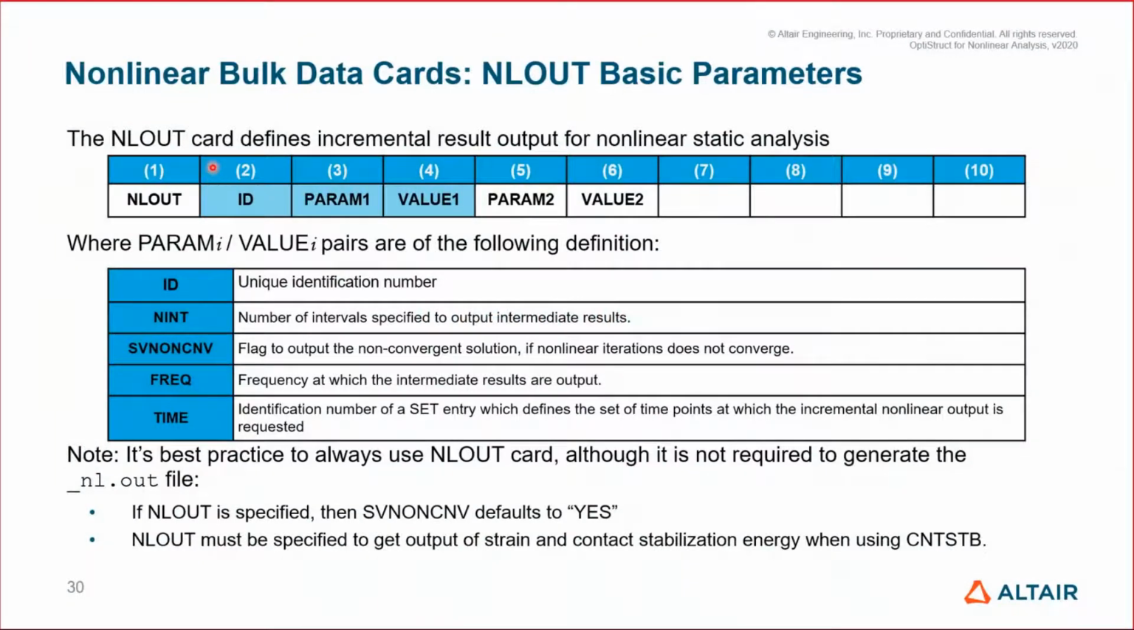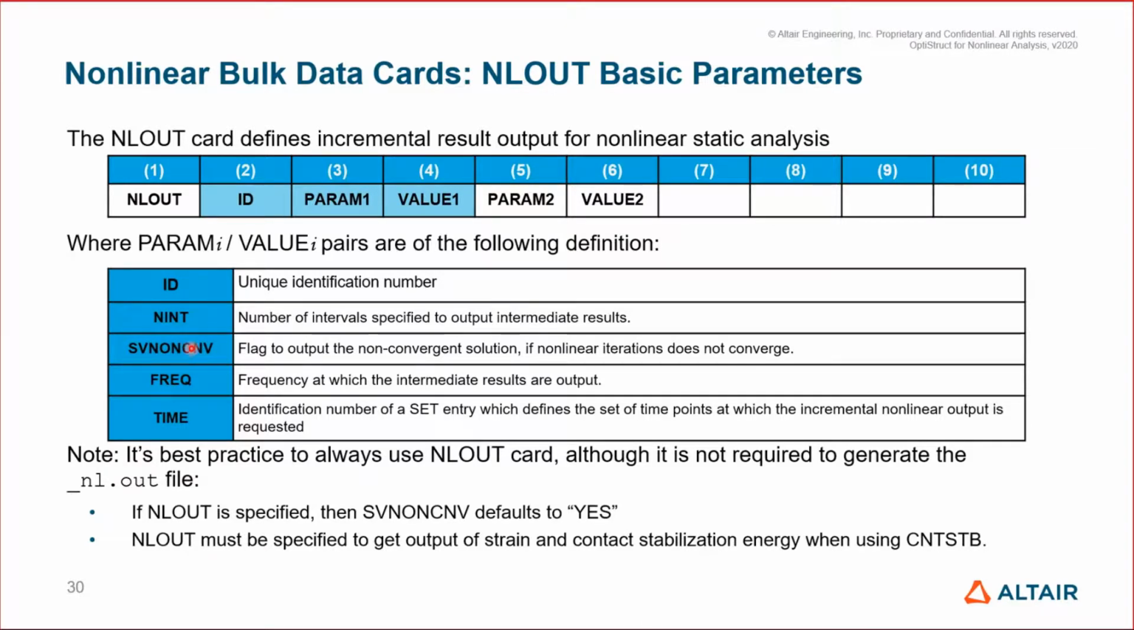Then NL out controls the output of your results, right? So whether you want to output at a specific time increment, or you can choose the, now we have the time and frequency here as well. So we can also turn on this one, save non-convergence, so that we get the final step. If there's a non-convergence and the run failed due to that, we get the final step being output as well.